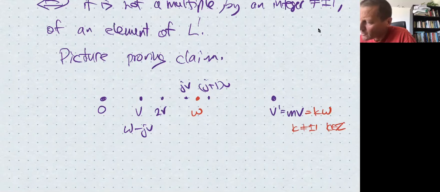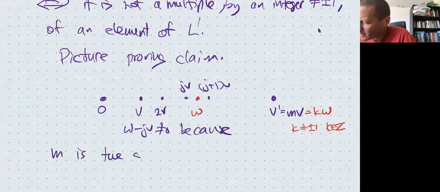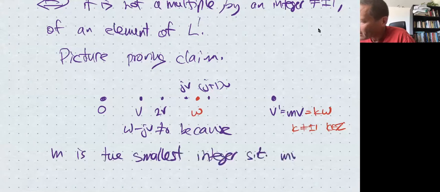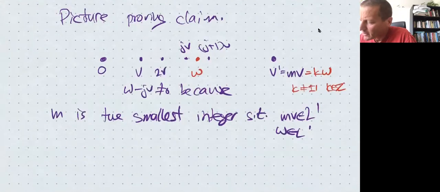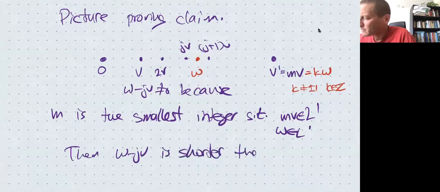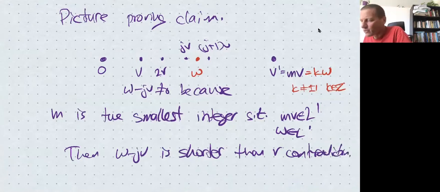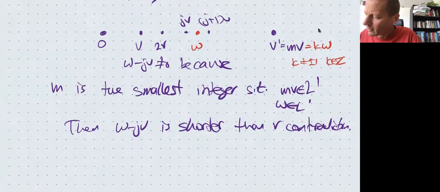W minus JV is not equal to 0 because M is the smallest integer such that MV is in L prime and W is in L prime. So W minus JV can't be 0, but then W minus JV is shorter than V, and that's a contradiction to the choice of V. V was the shortest possible element, which is a coset representative. So that's the end of the proof.